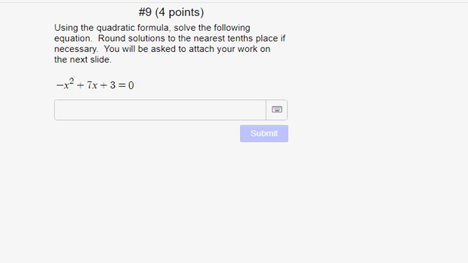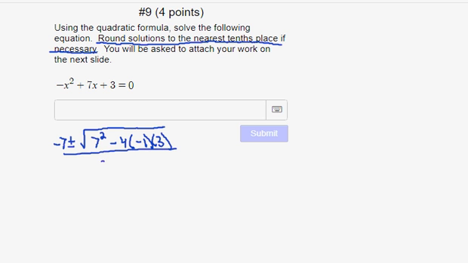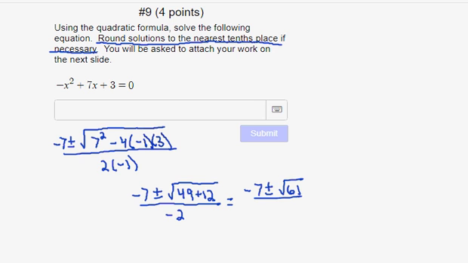Now this one here, we want to use the quadratic formula to solve this, and now our directions say round solutions to the nearest tenths place if necessary. Okay, so let's go ahead with our negative b plus or minus the square root of b squared minus 4. Now a is -1 and c is 3. All that divided by 2 times -1. So that gives us -7 plus or minus the square root of 49 plus 12 divided by -2. So that's -7 plus or minus the square root of 61 divided by -2.